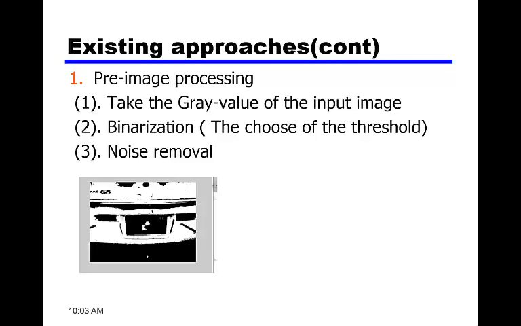First is pre-image processing. It also contains 3 parts: gray degree value, the binarization, and the noise removal. As all these have been covered in the course of image processing last semester, I won't say more about them. What I want to mention is the choice of the threshold, because it's critical for the first steps, and the reason I will show in the next several steps.